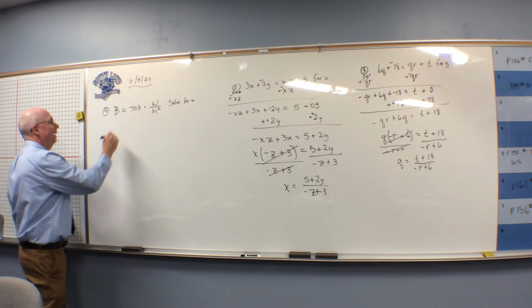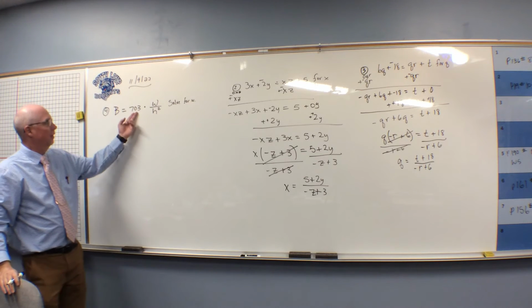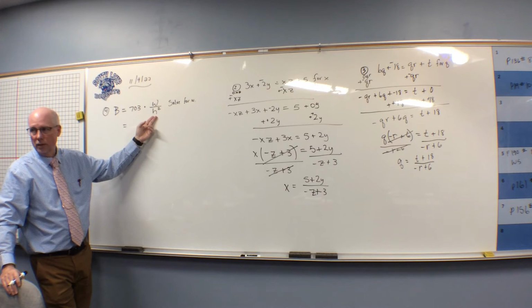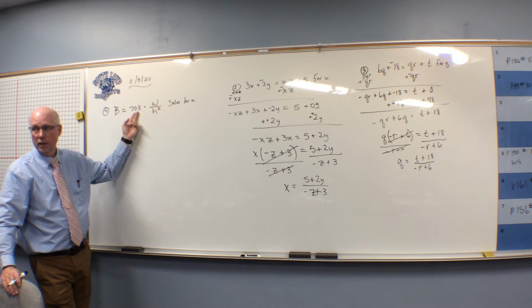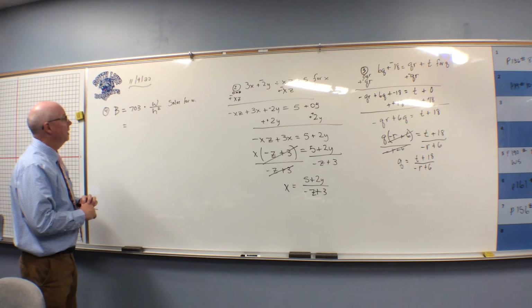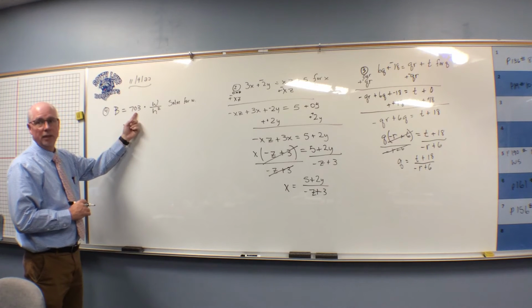Now, let's take a look. There are two things that are happening to W. It's multiplied by 703, and it's being divided by H squared. Do you agree? So I want to undo both of those. I can undo them both at the same time, or I can take 2 steps to do it. Which do you prefer? 2 steps? All right. The first thing I'm going to do is divide both sides by 703.